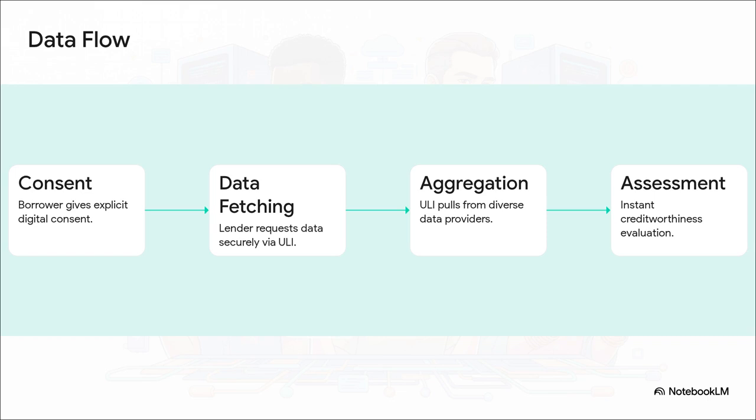Step 3, information aggregation. ULI instantly communicates with diverse data service providers. We're talking things like state land registries, the GST network, or DigiLocker. And finally, Step 4, instant assessment. That verified data flows right back to the lender in a standardized format, which allows their algorithms to instantly assess creditworthiness and issue a decision in minutes.